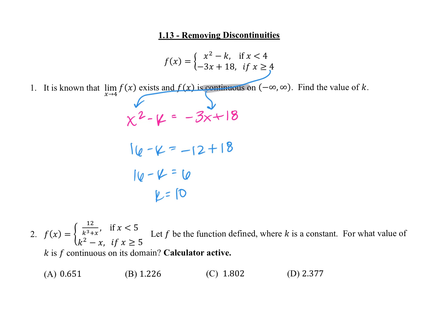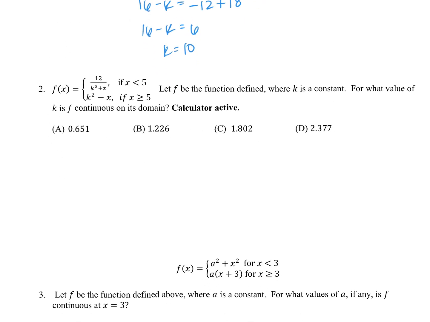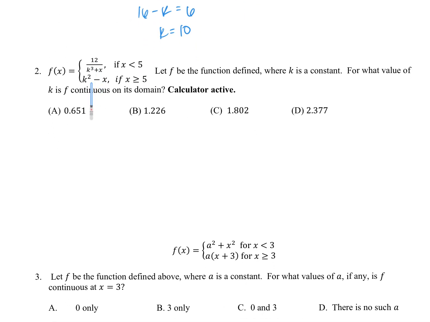What did you guys get? 10. So now let's feel comfortable doing that same thing with our calculator. They said, here's another piecewise function. K is a constant. What value of k makes this function continuous? So for something to be continuous, where's this potential break? At 5. We just need to set the top and the bottom equal at 5.